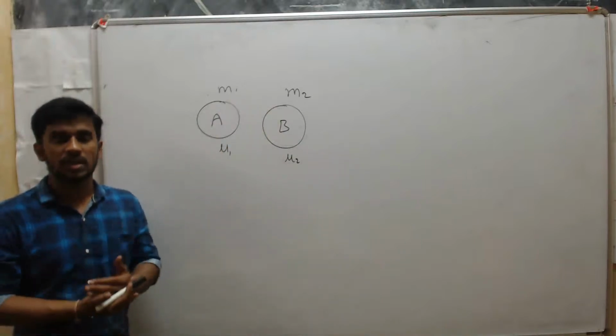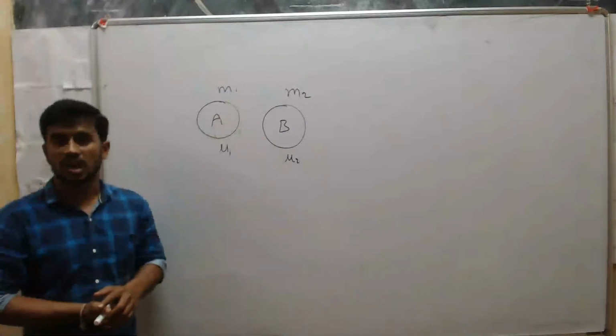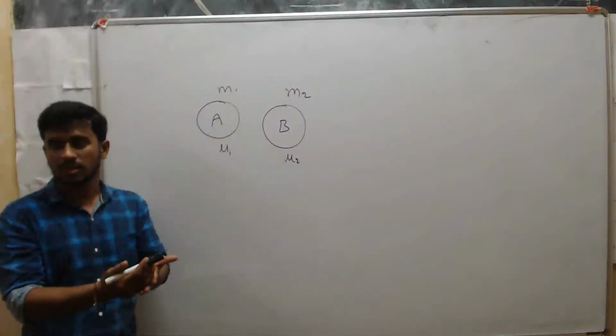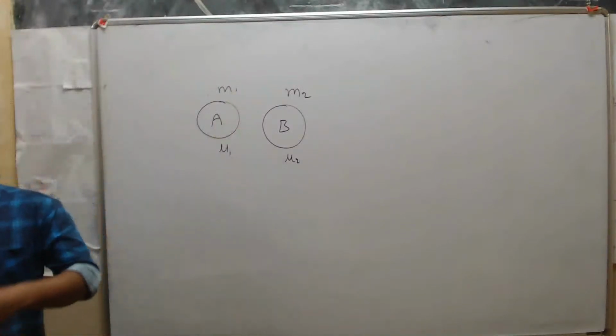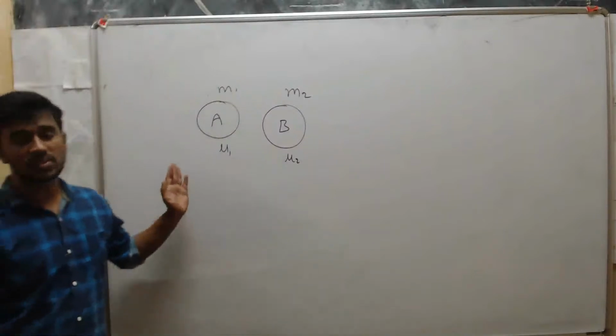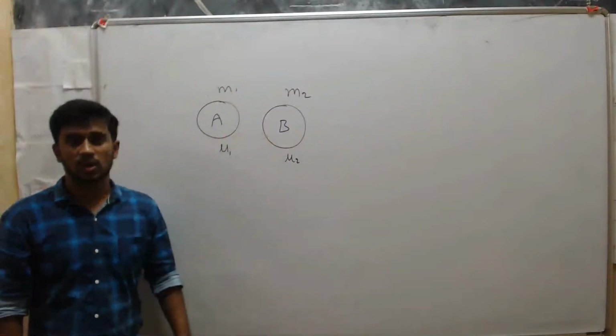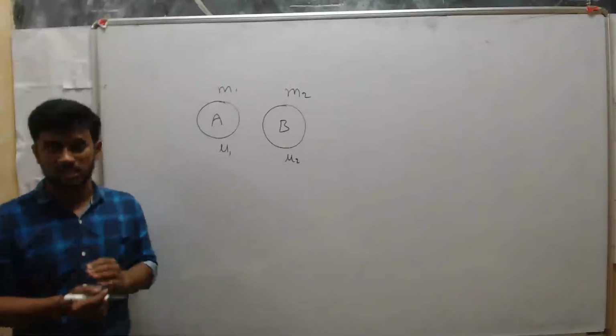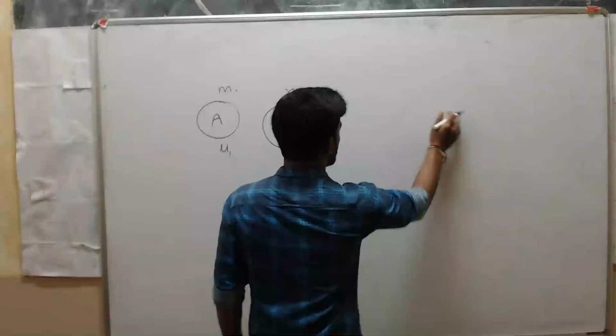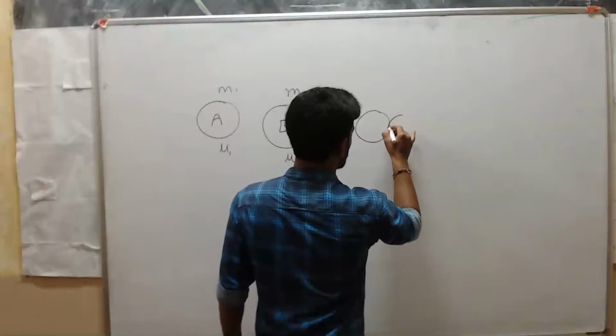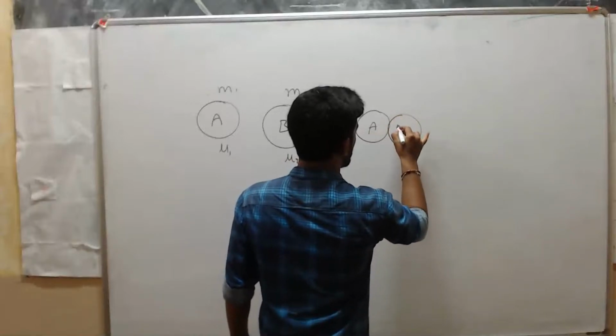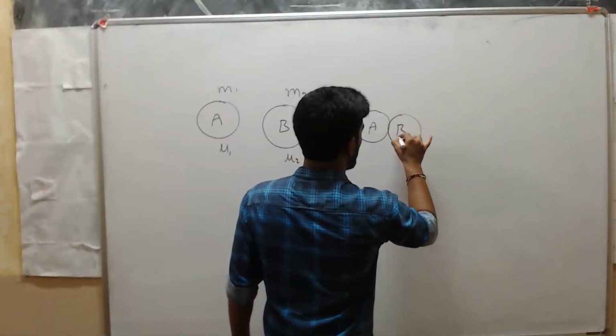So after some time, what will happen? After t seconds, which means after some time, maybe 1 second, 2 seconds, or 50 seconds, whatever it is, I take it as t. After t seconds, both will collide with each other. So during collision, what will happen?